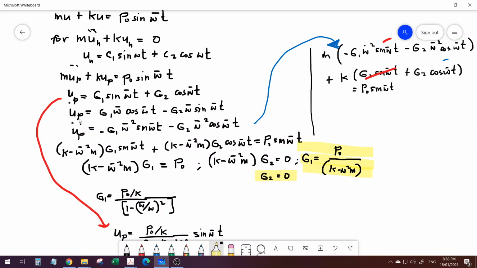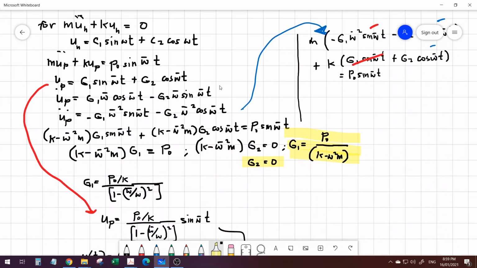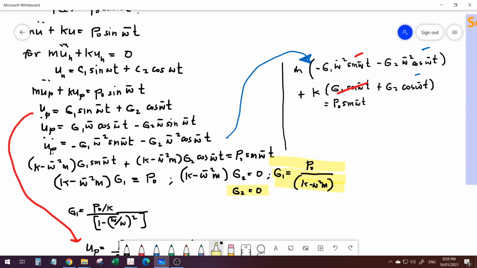U dot P sub P is equal to G1 omega bar cosine omega bar T. So that's the first derivative of sine omega bar T minus G2 omega bar sine omega bar T. So first derivative of G2 cosine omega bar T. And the second derivative is this one. Okay. Naging omega bar square na because if you differentiate cosine omega bar T, that is sine omega bar T times omega bar, diba? So omega bar square na siya. Okay. And so we now have the u double dot or the second derivative.